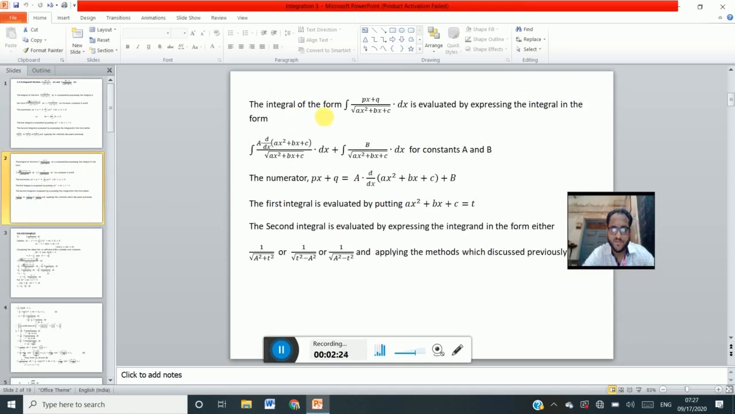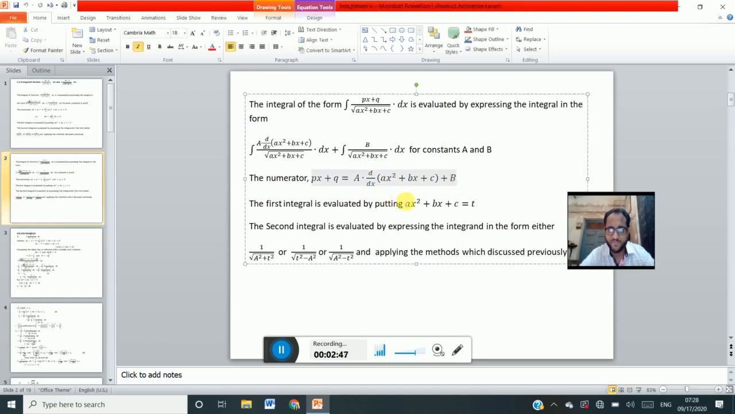Now the next step in this example. See, the integral of another form, that is px plus q upon root x square plus bx plus c, is evaluated again in the same way, by expressing the numerator, that is px plus q, as capital A into derivative of x square plus bx plus c, that is the denominator, plus B. Again A and B are constants. We have to find the values of A and B by simplifying that. And again the first integral is evaluated by substitution, and the second integral is evaluated by using these formulas. So in this way we have to solve the examples of this type.